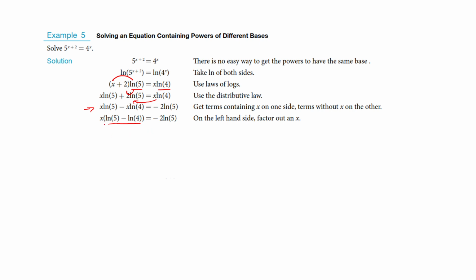Now, I can get x by himself. If I had 3 times x, I would just divide the 3 away. Well, I've got x times this big long chain of natural logs. I'm just going to divide that away. Oh, they went clever on me. Hold on, let me show you what I would do here. I would just do this. That's all I would want you to do.